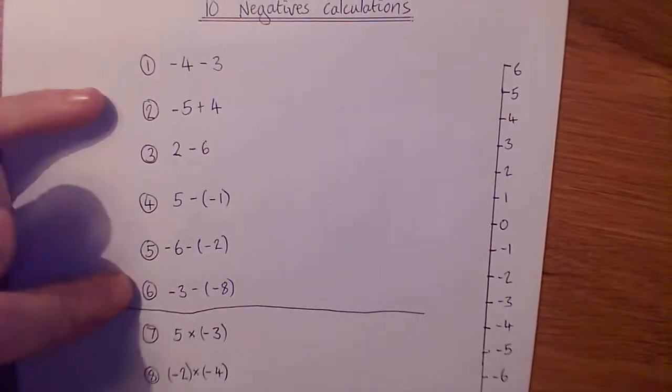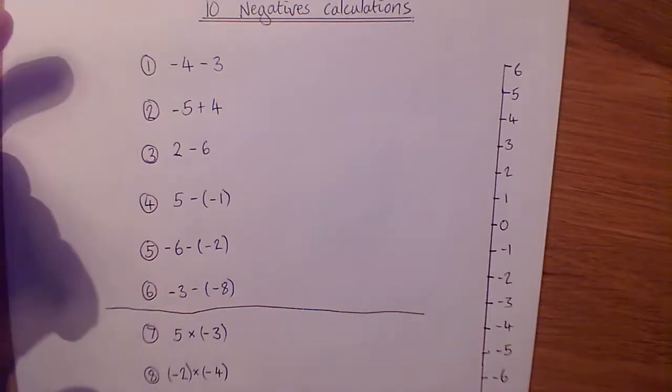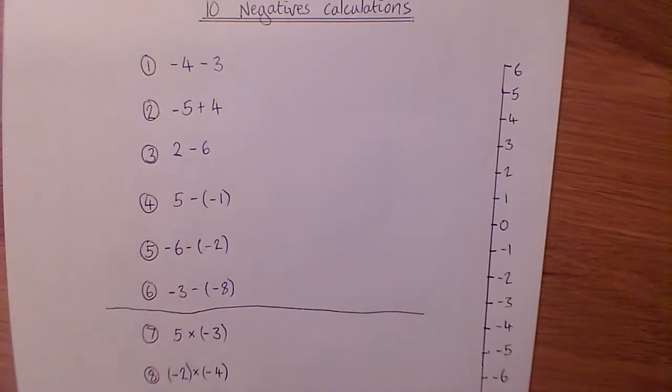And actually with the top 6, I'm not even going to give you any rules. I want you to look at each calculation individually and think about the working that I'm doing, or the thinking that I'm doing. With questions 7, 8, 9, and 10, I am going to give you a rule which works every single time. But it's important you only try and apply that rule when you're timesing or dividing.